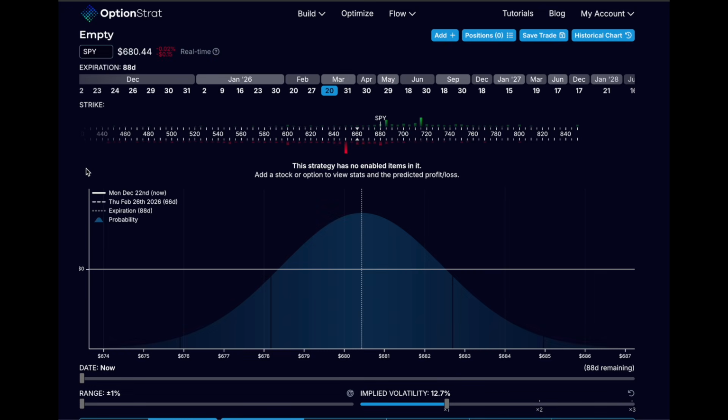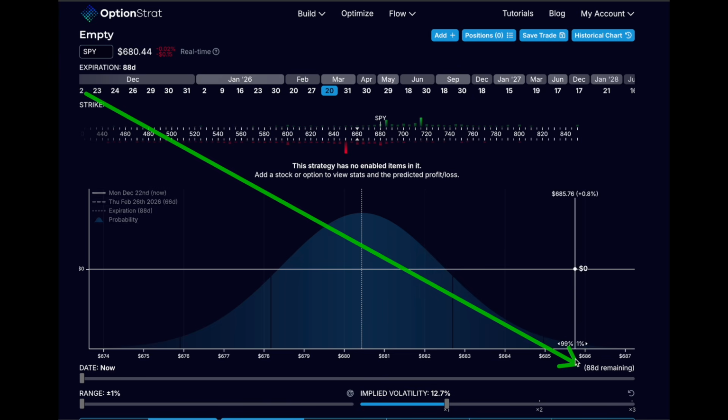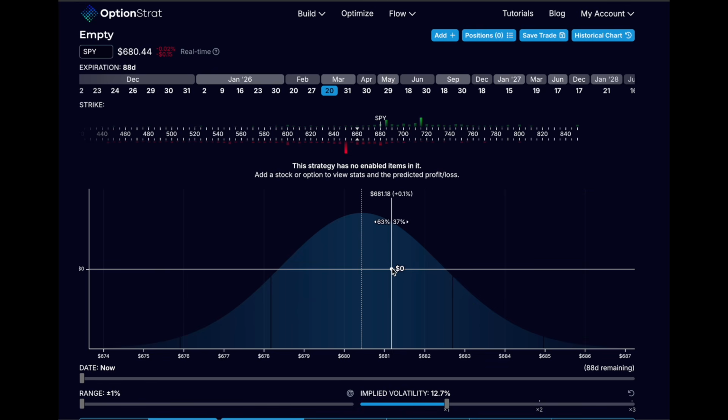Okay, so I want to move into the option strat software here and build out a put debit spread for analysis. I have SPY populated in the trade tab here, and we're looking at the March 20th, 2026 options expiration cycle, and these options expire in 88 days. First, let's take a look at where SPY is trading. We can see here that SPY is trading just over $680 per share.